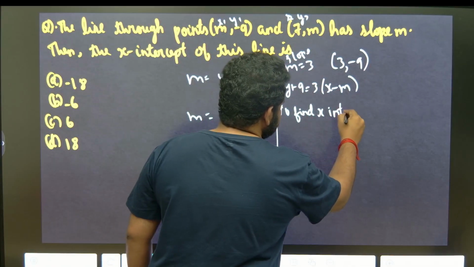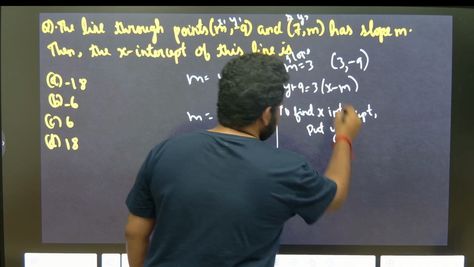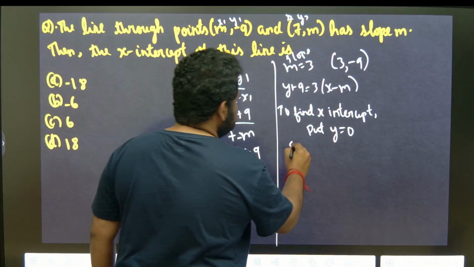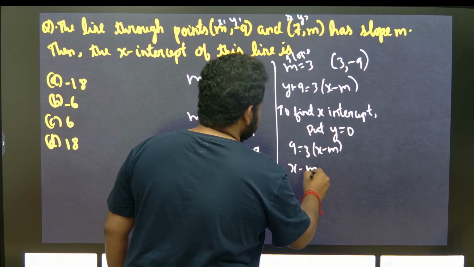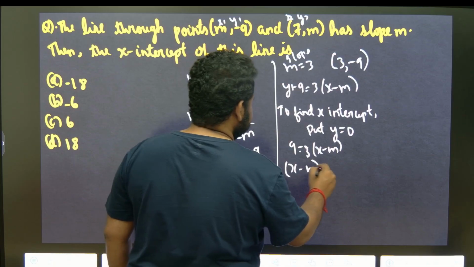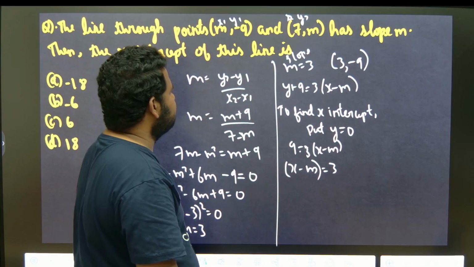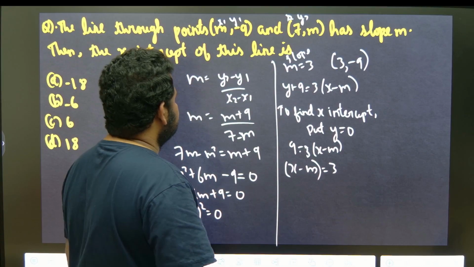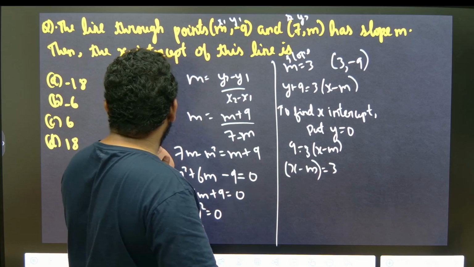But if they are asking for the x-intercept, to find the x-intercept, put y is equal to 0 here. I will get 9 is equal to 3 times x minus m. So x minus m is equal to 3. Okay, x minus m is equal to 3.